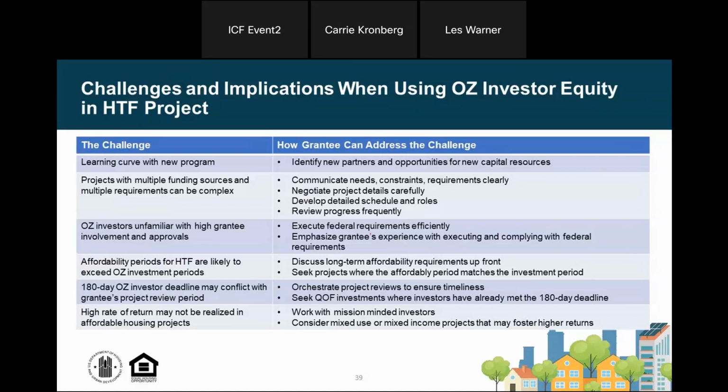Another challenge is related to timing. So an opportunity zone investor has its own constraints to manage once they realize a capital gain. They generally have 180 days to invest an eligible gain in an opportunity zone qualified project, or individual project, or into a qualified opportunity fund.